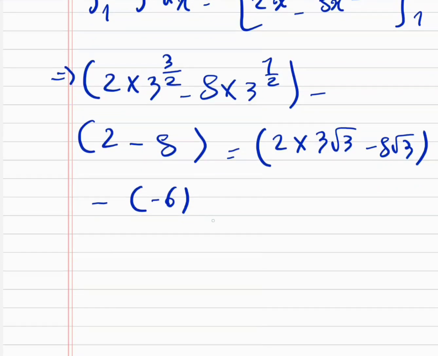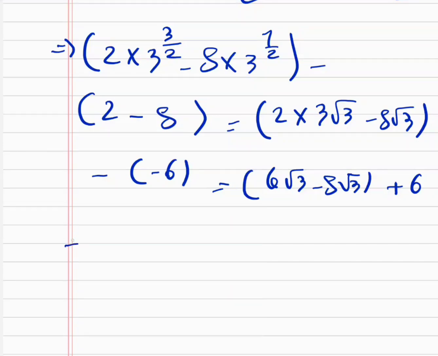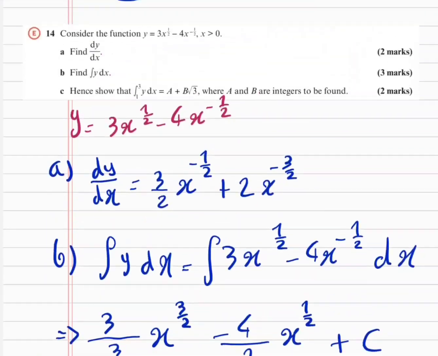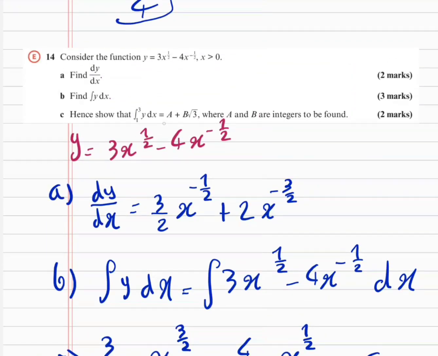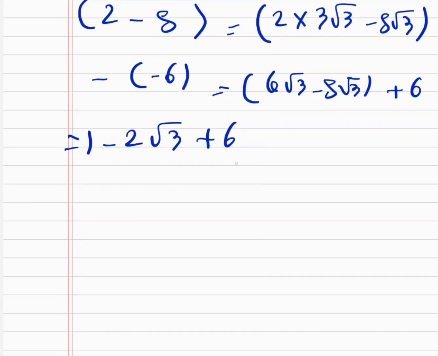Okay, now we can then simplify the first bracket, which is 6 root 3 minus 8 root 3. And then the second bracket becomes just positive 6. So we have minus 2 root 3 plus 6. So a is equal to positive 6, and then b is equal to minus 2. So this is the value of a, and then this is b.